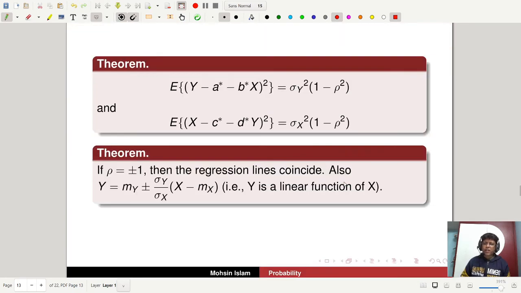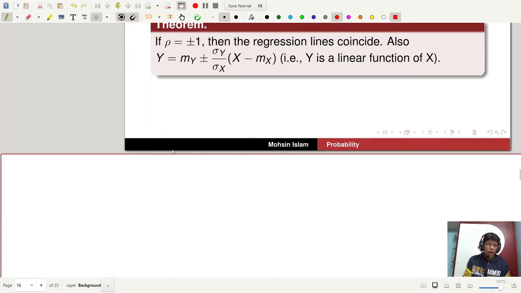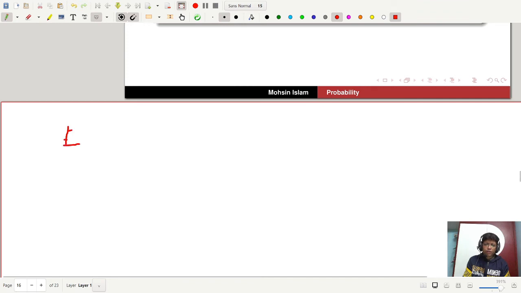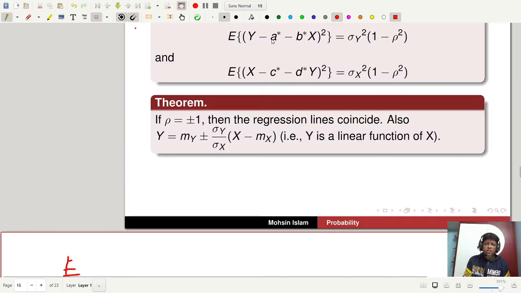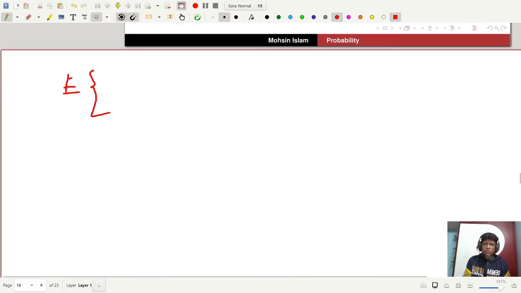Now I will explain some important observations, a theorem. You can try this theorem: expectation of y minus a star minus b star x, whole square, equals sigma y square into 1 minus rho square, where rho is the correlation coefficient. I can give you a hint for that also. You can start like this: expectation of y minus a star minus b star x.